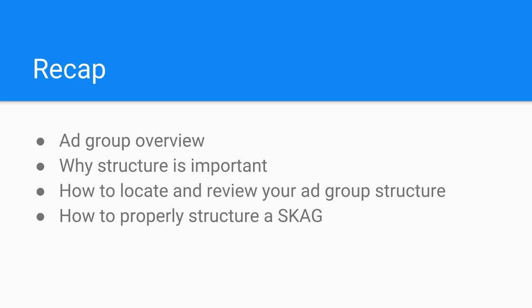In summary, we had an overview of what ad groups are, why structure is important, how to dig into your Google Ad account to locate and review your ad group structure, and now you have an idea on how you can structure an ad group using a SKAG, or a single keyword ad group. The next topic that we'll be discussing is quality score.